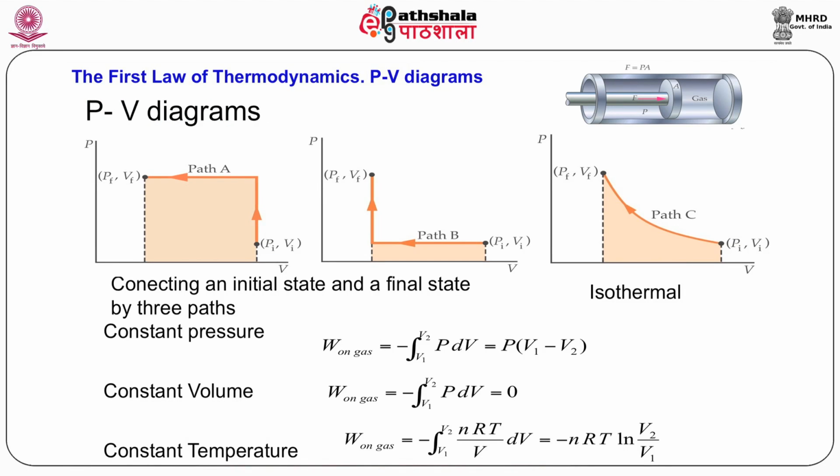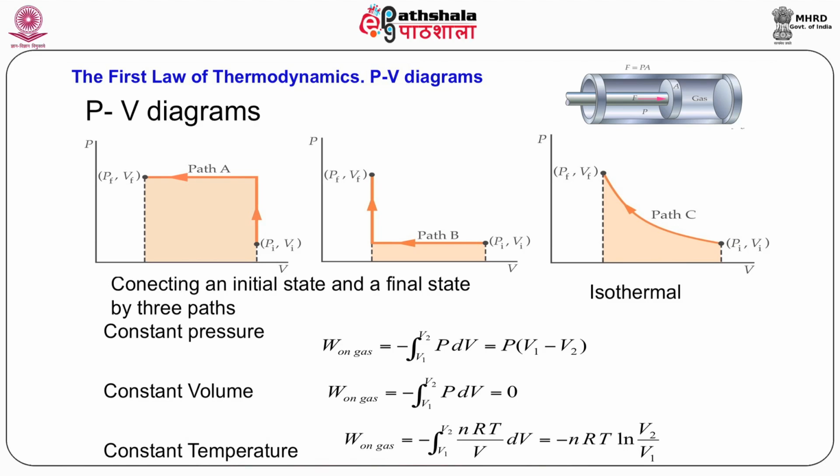The first law of thermodynamics, you have to remember, this is very important. PV diagrams are put all in one. The first one connects an initial state and the final state using 3 paths. In the first one we have path A, which is at constant pressure. The second one is constant volume, and the third one is constant temperature. So the first one we call adiabatic, constant volume. The third one is the isothermal state, where the temperature is constant.